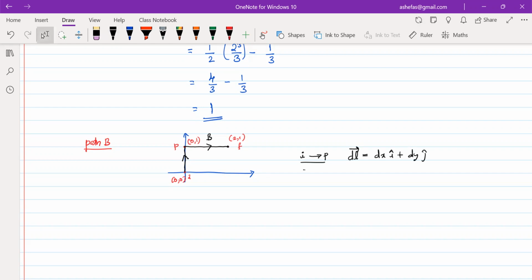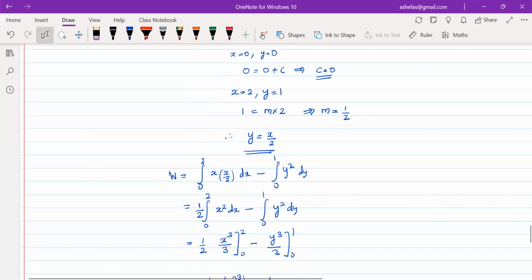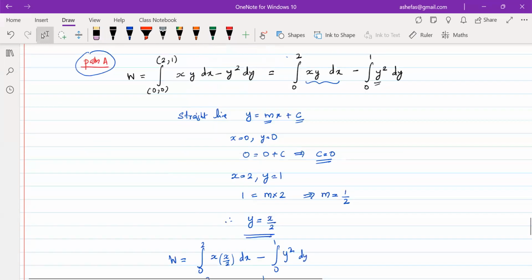But from I to P, the x is constant, so therefore there is no dx. The dx would be 0, and hence the dl is simply dy times j. Then what would be our integration? The W, first we can do from I to P. It is x equal to 0, y equal to 0, to x equal to 0, y equal to 1. And that integration is, okay, we can write xy dx minus y square dy.